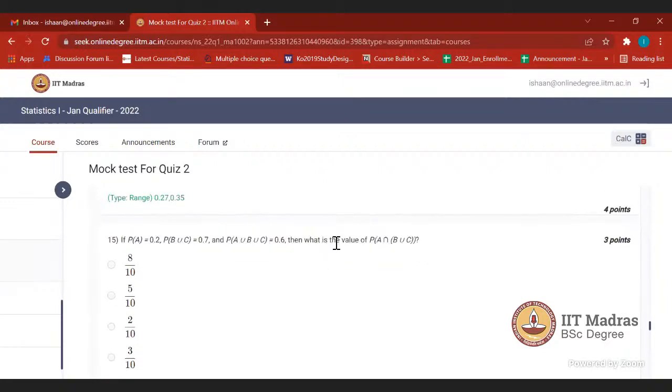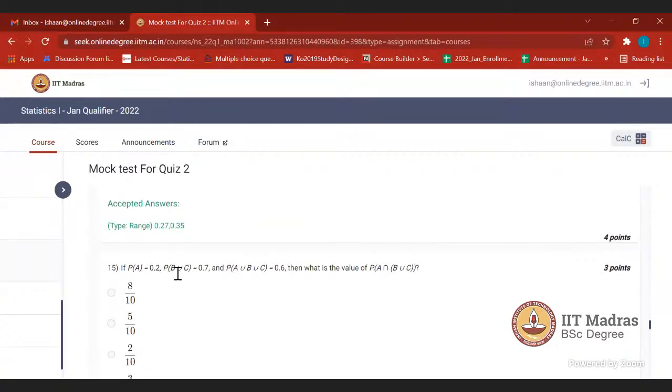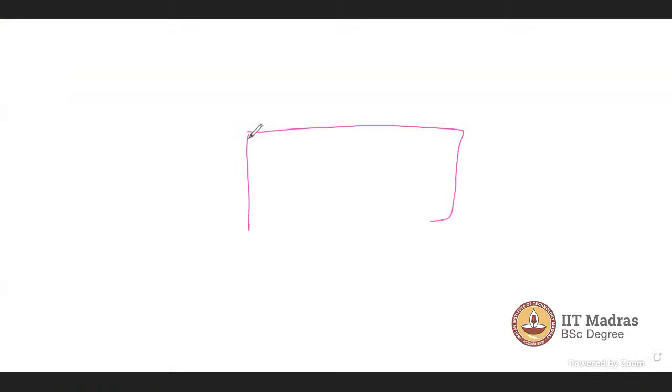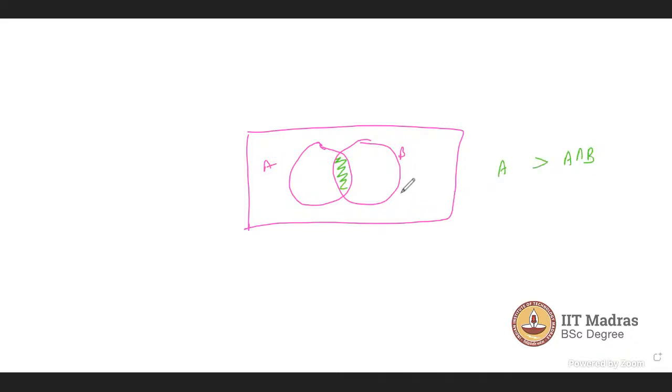Sir, if you take D equal to B union C, then you can find it, and the answer comes correct. Theoretically, it's 3 by 10, correct, but practically it doesn't satisfy the properties of probability. If you look at the Venn diagram, suppose these are your two events, A and B. The region of A intersection B must be less than the region of A. So the probability of A must be greater than the probability of A intersection B. But in the given question it is 0.2 and 0.3, which does not satisfy this.